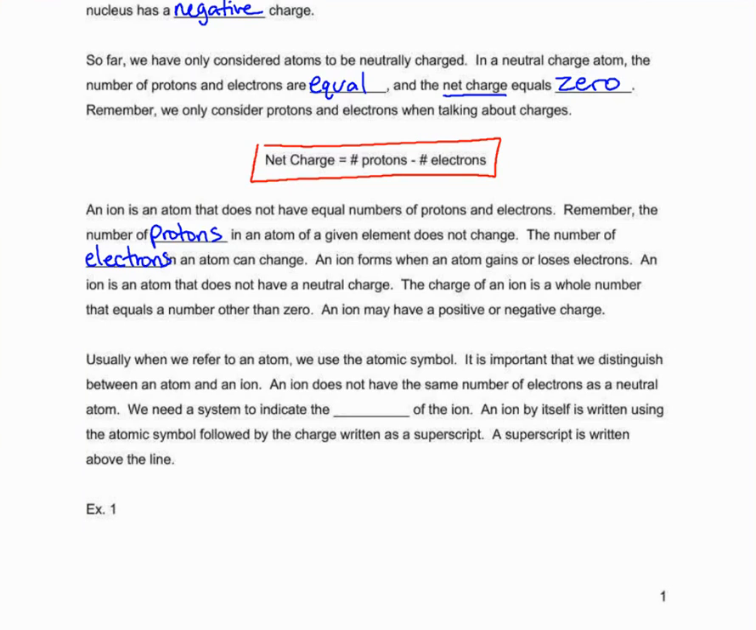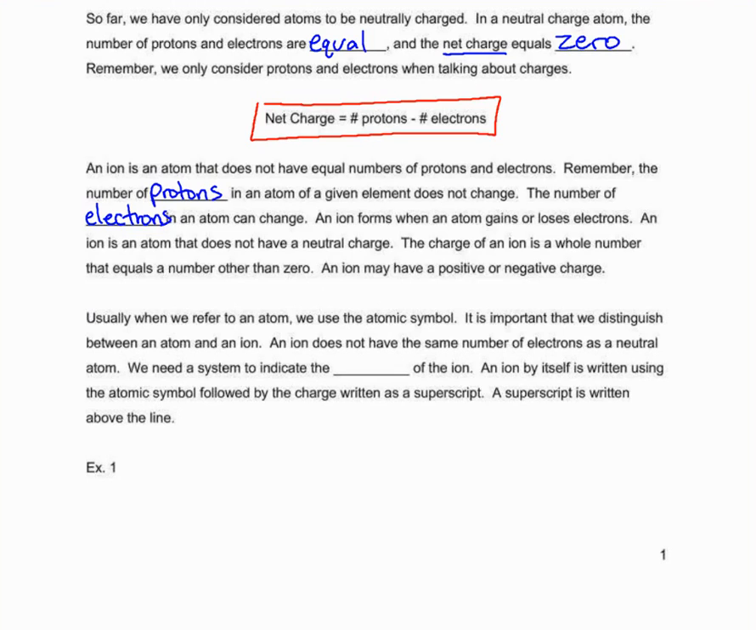Usually when we refer to an atom, we use the atomic symbol. But it's important for us to distinguish between atoms and ions because they're not exactly the same. There are different numbers of electrons. So an ion does not have the same number of electrons as a neutral atom, and so we need a system that indicates the charge of the ion. An ion by itself is written using the atomic symbol, followed by the charge, which is written as a superscript. Remember, a superscript is written above the line. It's not an exponent, but it is up there like an exponent would be.